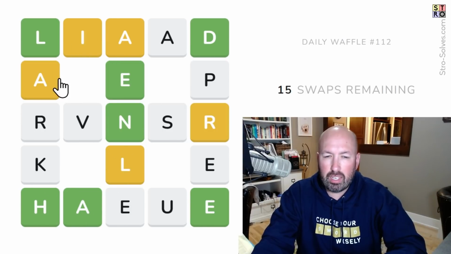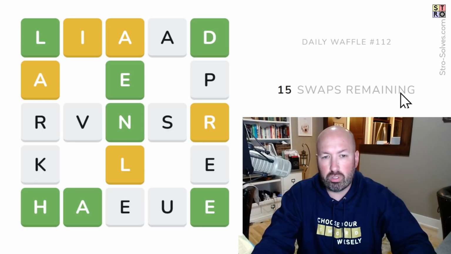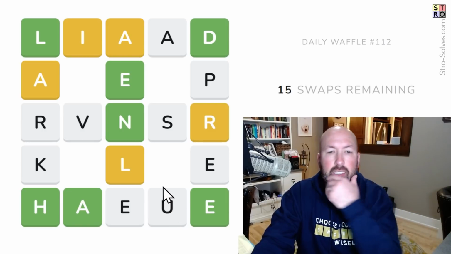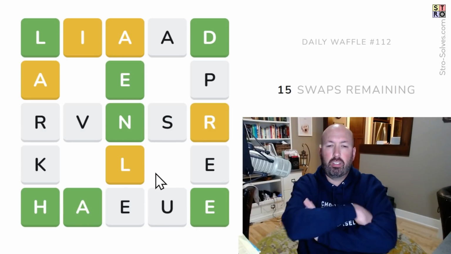So, it's kind of like Squirtle in the shape of the grid, but we're not guessing words, we're swapping letters to make words. And the idea is to do it in as few swaps as possible. We have 15 total swaps we're allowed. You're trying to do it in 10 ideally. So let's look at this.